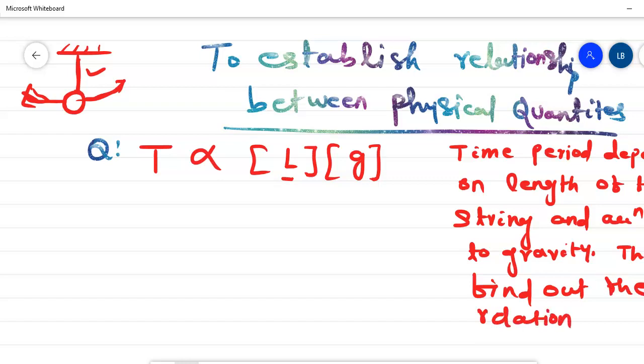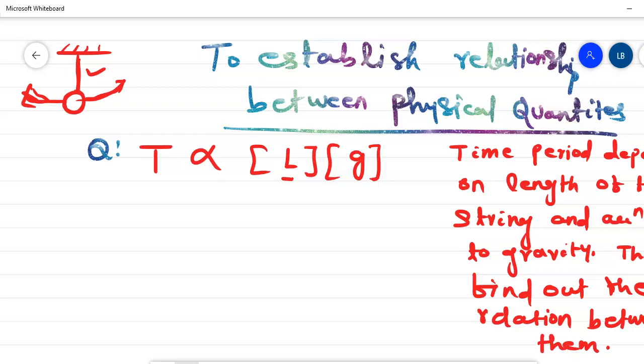So what is given in the question? In the question is given only that the time period depends. How it depends, I don't know. Only it depends on length and gravity. So then find out a relation between them. So you have to find out the relation between them, how it depends. If you find how it depends, then you will get a formula.